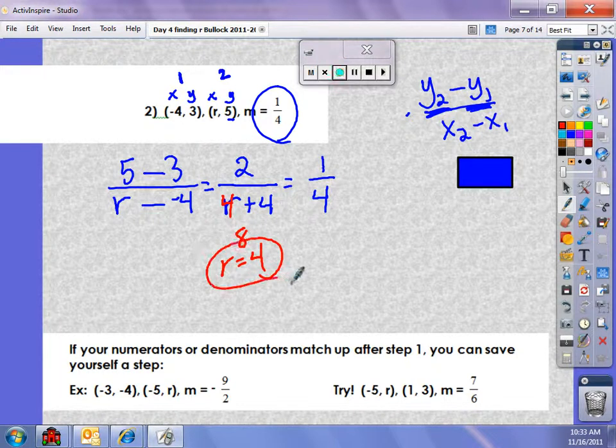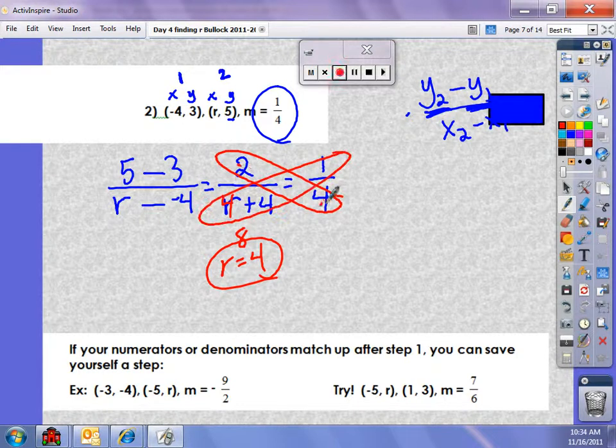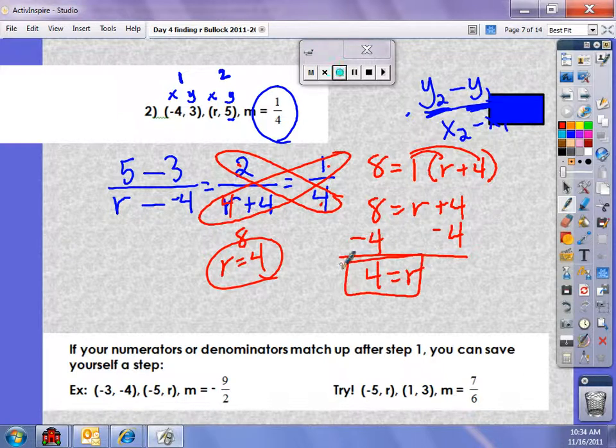Okay, well, what if that threw you a little bit? Maybe you're not so hot with fractions at this point and we need another method. Well, the other thing that you can do is you can always go back from here to cross multiplying. That will always work. 2 times 4 is 8. And then I'm going to set up 1 times the quantity r plus 4. I'm going to distribute the 1, which we know doesn't make it change at all, but in other cases it might be another number. If I subtract 4, I get that 4 equals r. So there's a couple different examples of how to make these work.